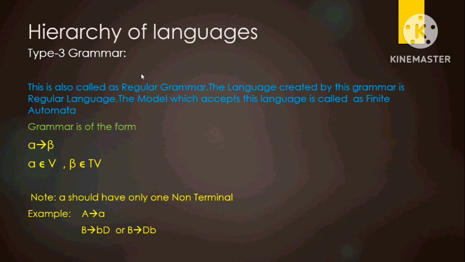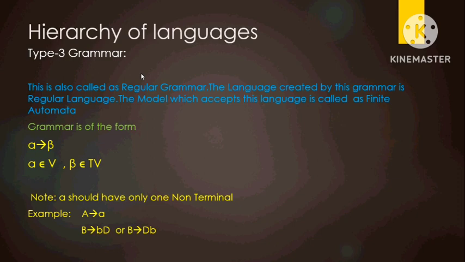The grammar takes the form alpha tends to beta, but understand that alpha should belong to only one non-terminal, and when you come to beta on the right side, a terminal should be followed by a non-terminal, or otherwise a non-terminal can be followed by one terminal. So one non-terminal and one terminal can be on the right side, and we can also have only one terminal on the right side.